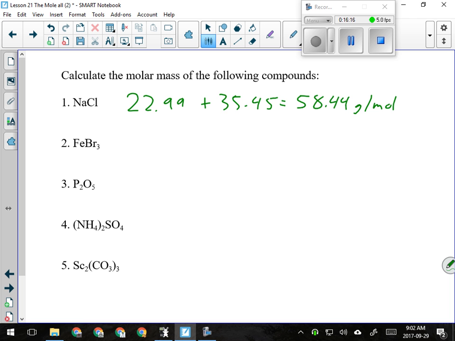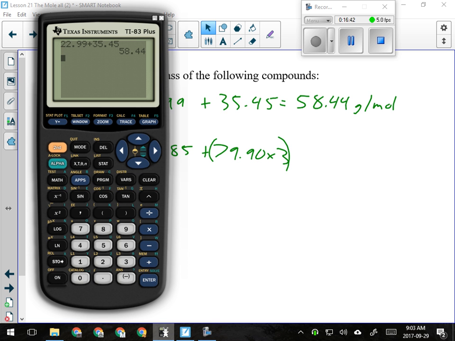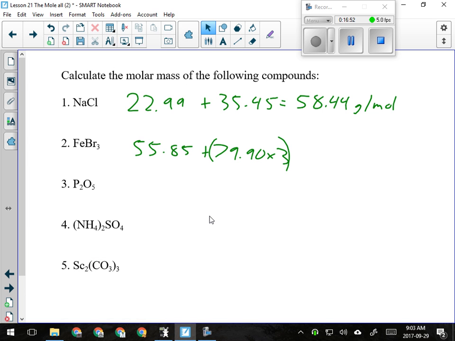For our second one here, we've got iron with bromine. The molar mass of iron is 55.85 grams per mole, and bromine is 79.90. But how many bromines are there? 3. Now you don't need the brackets there. I'm just enclosing that so you know I'm not multiplying this number by 3. I'm only multiplying this one by 3. So we got 55.85 plus 79.9 times 3, which is 295.55 grams per mole.